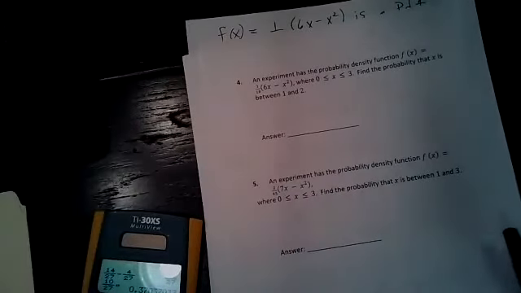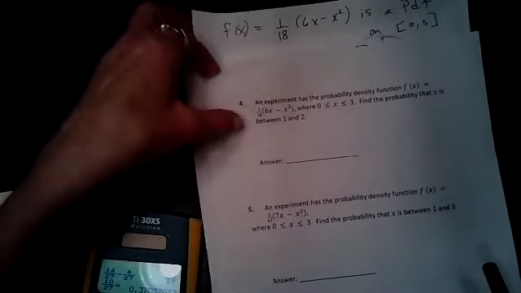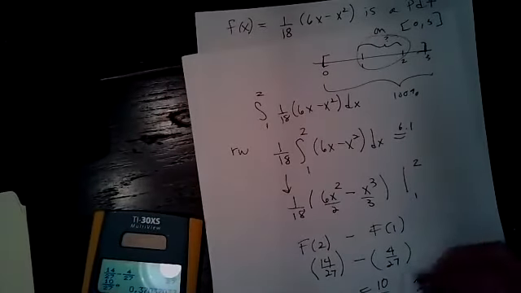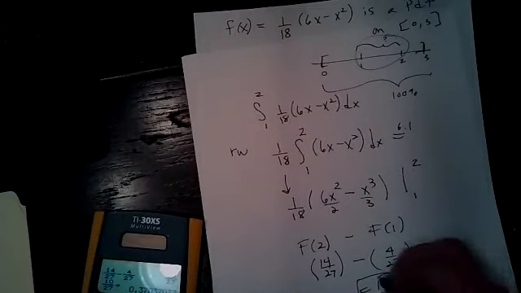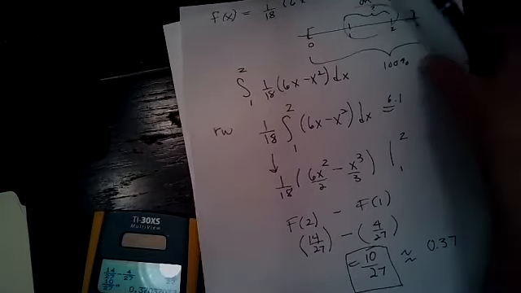Well, it doesn't say anything about rounding, so I'm betting you that they won't take a decimal. So let's leave everything as a fraction. We'll leave it as 10 over 27. They don't say anything about rounding. When they don't say anything about rounding, what does that mean? That means they won't take a decimal. Okay. And the last one is just like it.